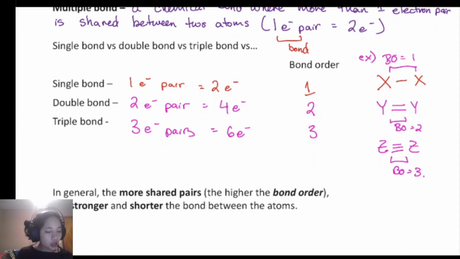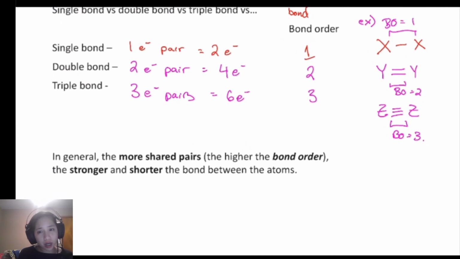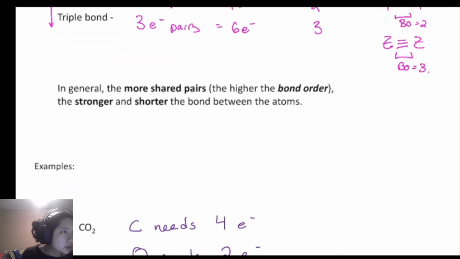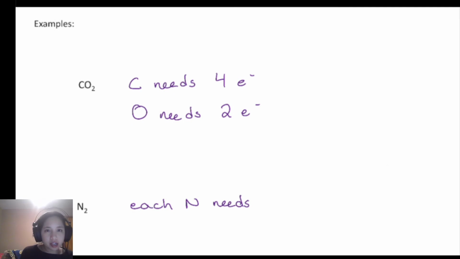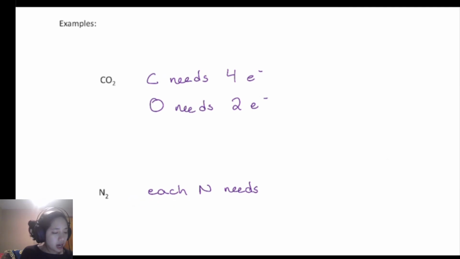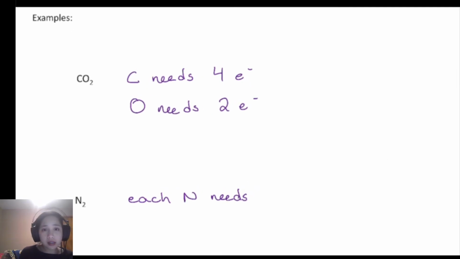Okay. All right. So in general, the more shared pairs you have, or the higher the bond order, the stronger and shorter the bonds between the atoms become. So the trend here is that it gets shorter and stronger as we go from single, double to triple, and then to quadruple. All right. Okay, so let's look at some examples of molecules that have multiple bonds in them.